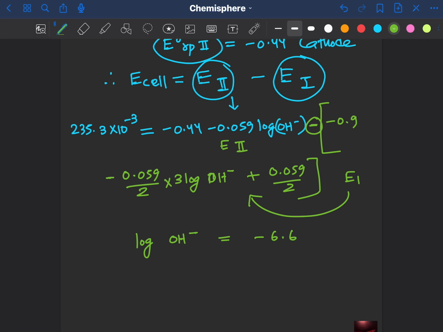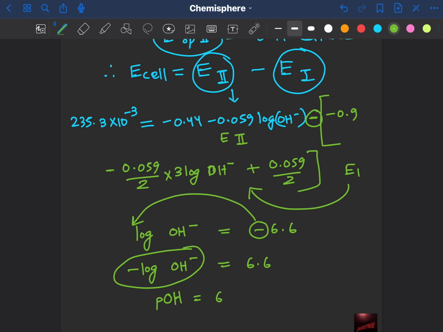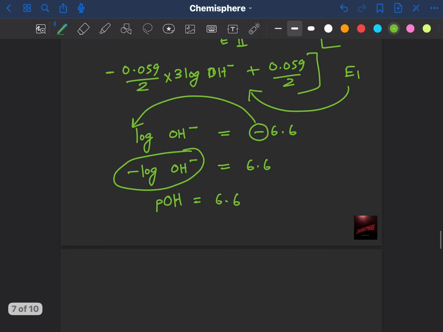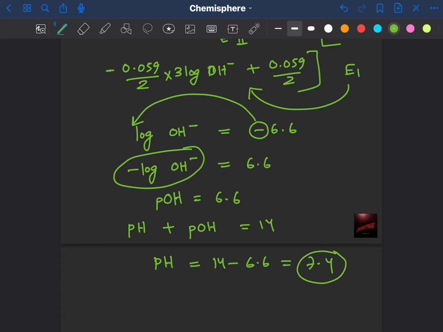Okay, and when you put the minus to this side, we can write minus log of OH minus is equal to 6.6. We know minus log of OH minus is pOH. So pOH is equal to 6.6, and we know that pH plus pOH is equal to 14, right? So we can calculate the pH here, that will be 14 minus 6.6, which is 7.4. So now we know the pH of the buffer, that is 7.4, right?